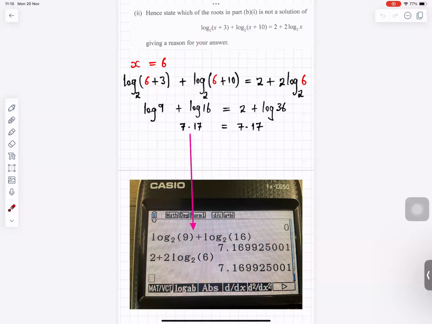So our answer is x equals 6, because when you put 6 there and 6 there and 6 there, you get the left-hand side is 7.17 and the right-hand side is 7.17. That means the left side is equal to the right. You could check it with the calculator. The left side is equal to the right side. So that means your answer is correct.